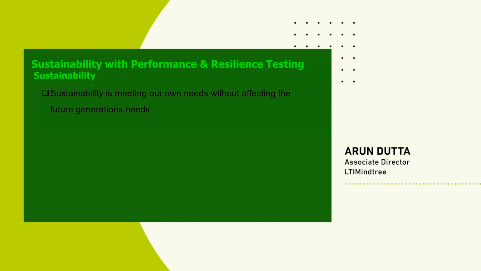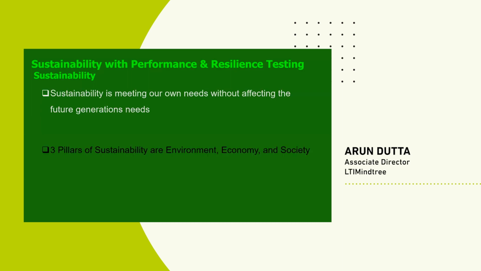Sustainability is meeting our own needs without affecting the needs of future generations. So we have to think about our future generation. We cannot think only of ourselves. We also need to think about the environment. By the way, sustainability not only means the environment, it also means environment, economy, and society. Basically, sustainability has three pillars: environment, economy, and society.